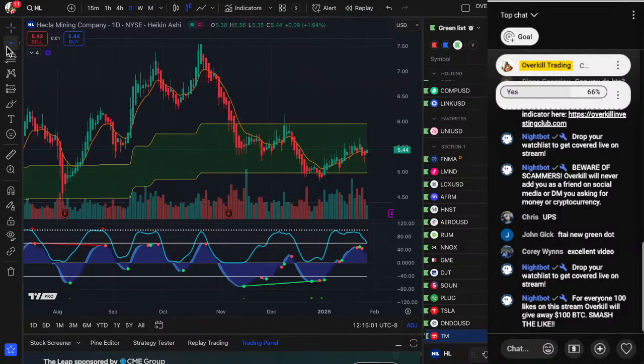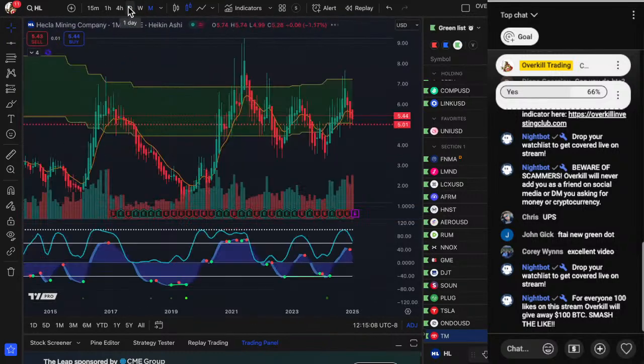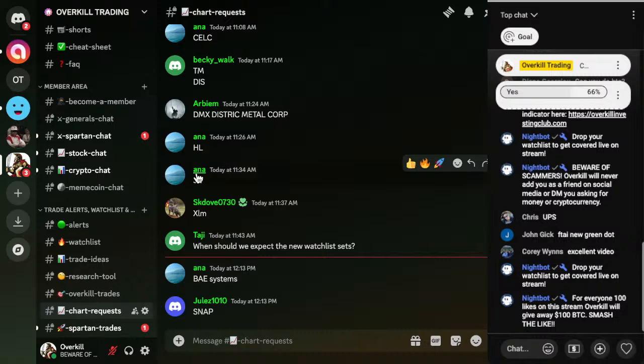We got HL, Hecla Mining Company. We got $5 is the stop on this one. HL, still red on the monthly though. So be careful on the monthly chart there on the mining company. Again, I don't like to buy names that are red on the monthly and trending down. We want that monthly dot to be green.